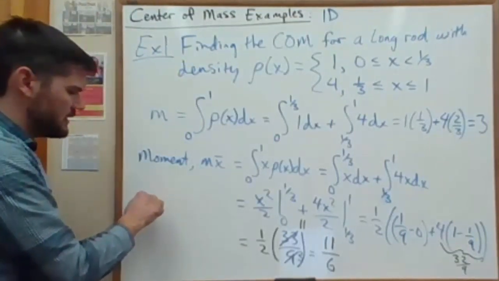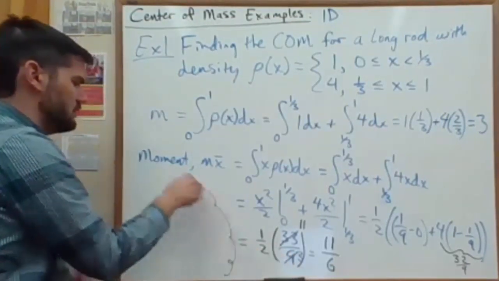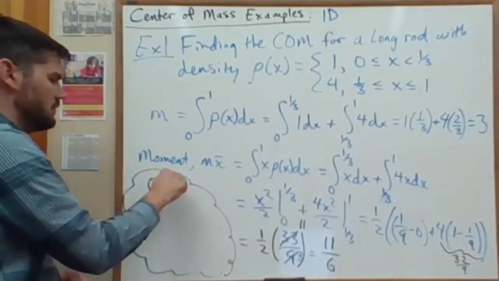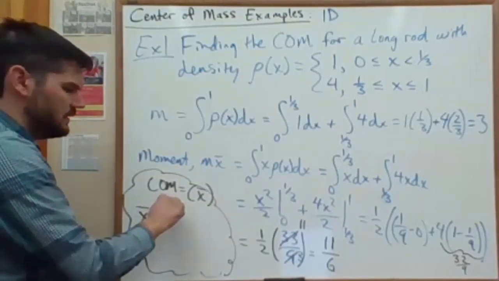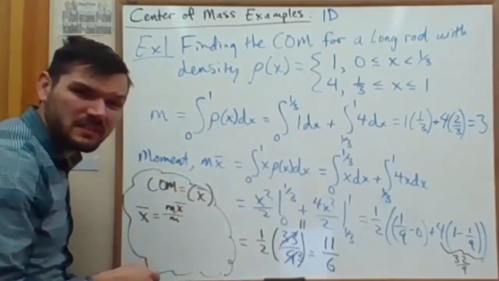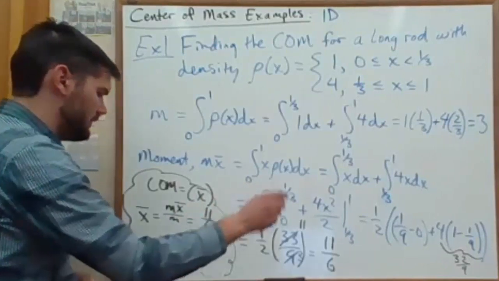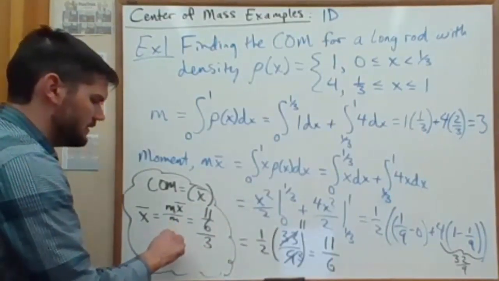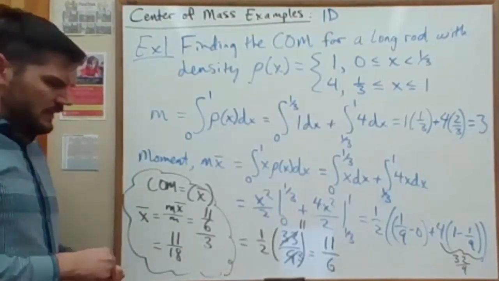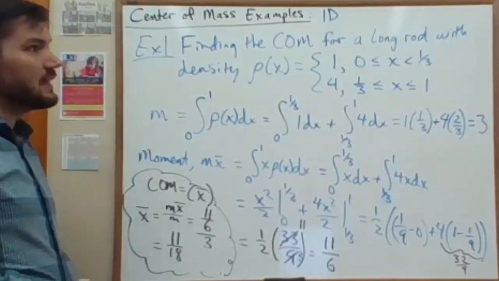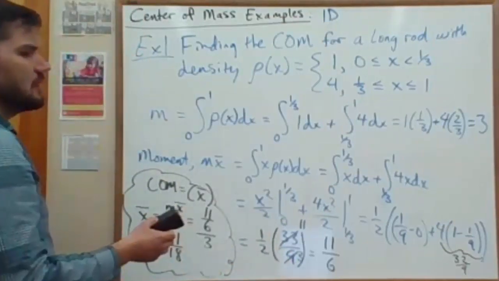We then find our center of mass by taking the moment divided by our mass. So 11/6 divided by 3 gives us 11/18. Now, how does that compare to the rod? Let me go back up to the top and draw this out.